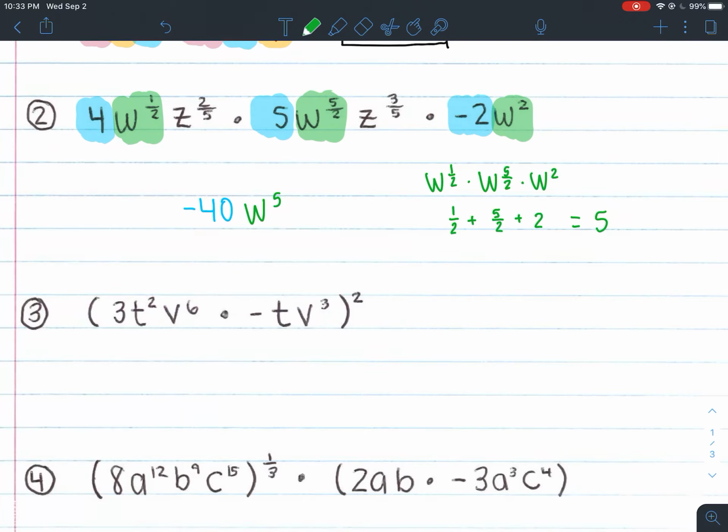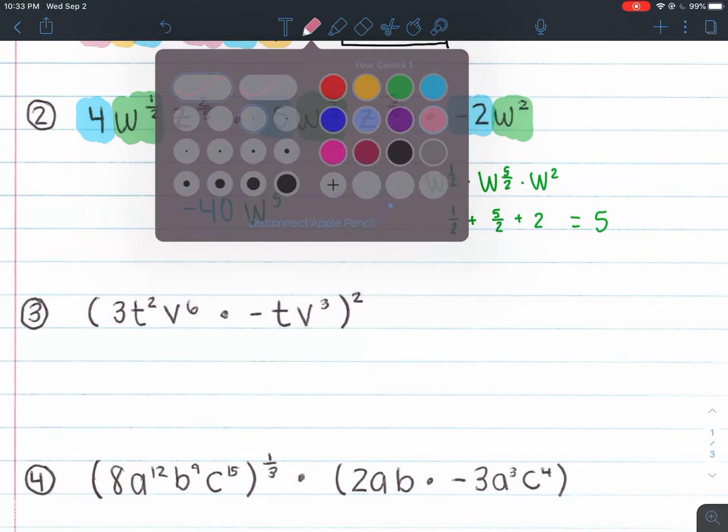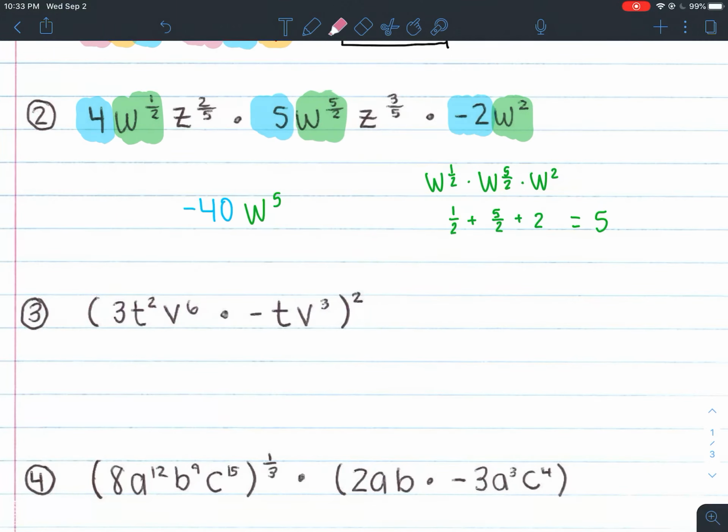Now this problem might look scary because of the fractions, but you treat them exactly the same as you would treat any number. I know that there's no parentheses here, so I would add the exponents. I'm just going to add them all up. Okay, now the next base that I see are the z's, and so I want to go ahead and combine those z's. Now same thing here, I would want to add these exponents together.